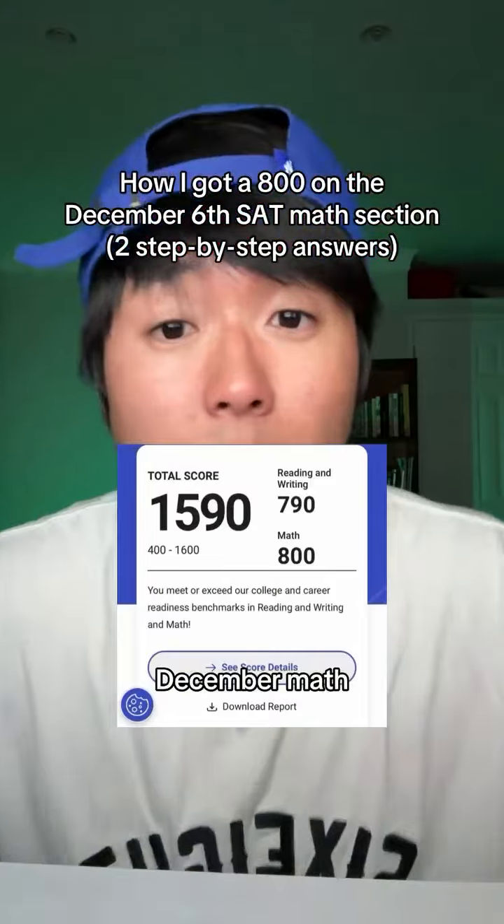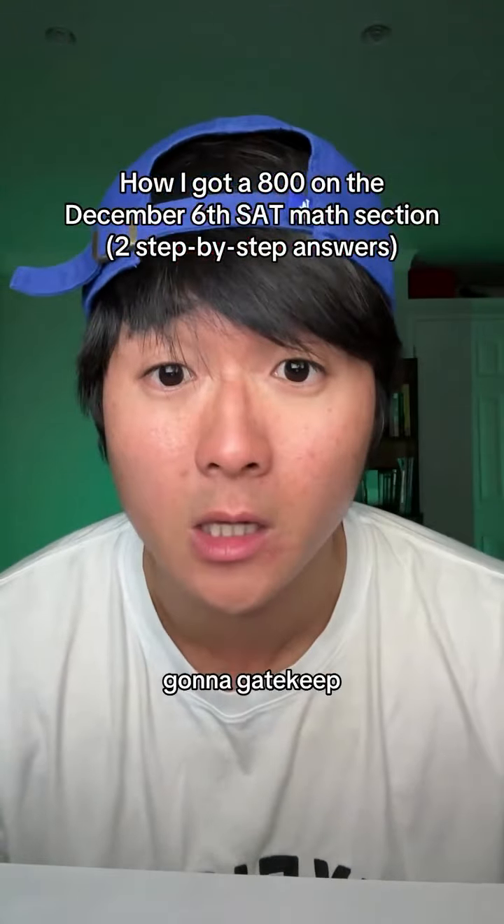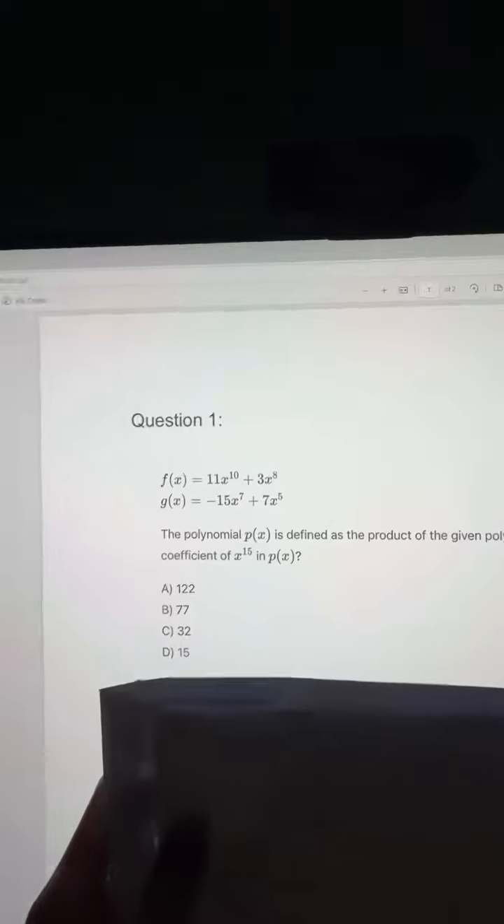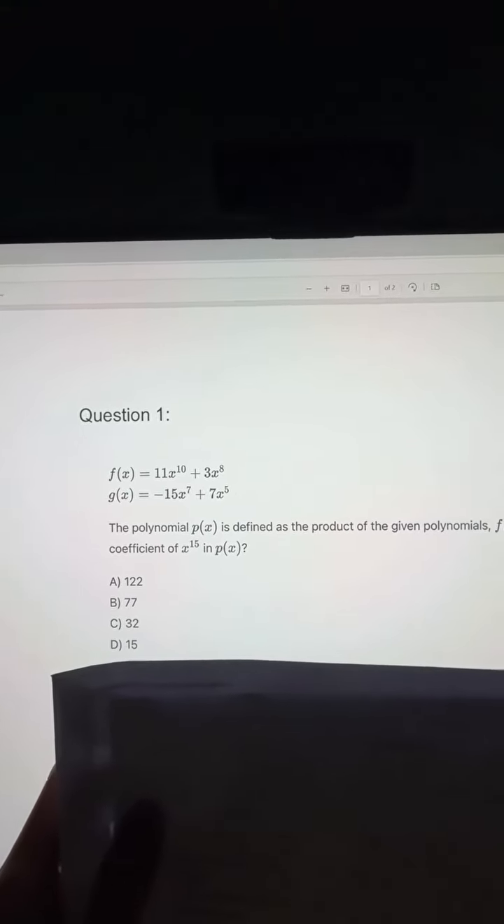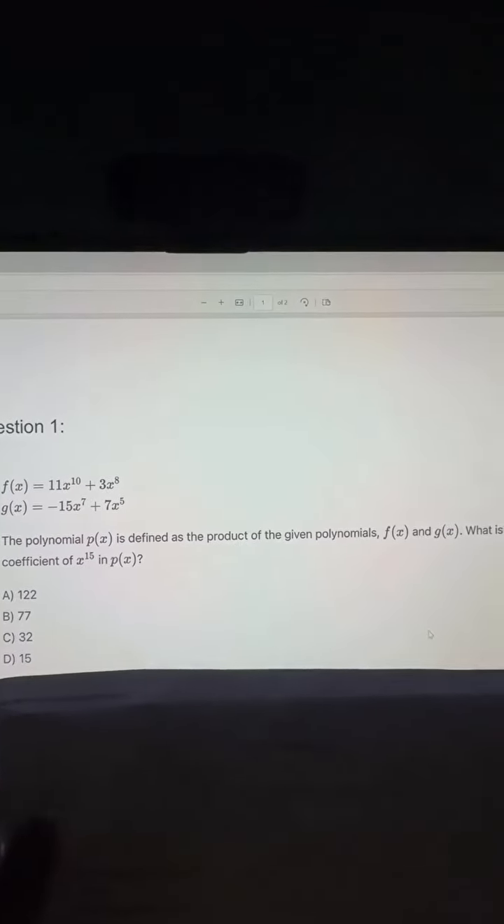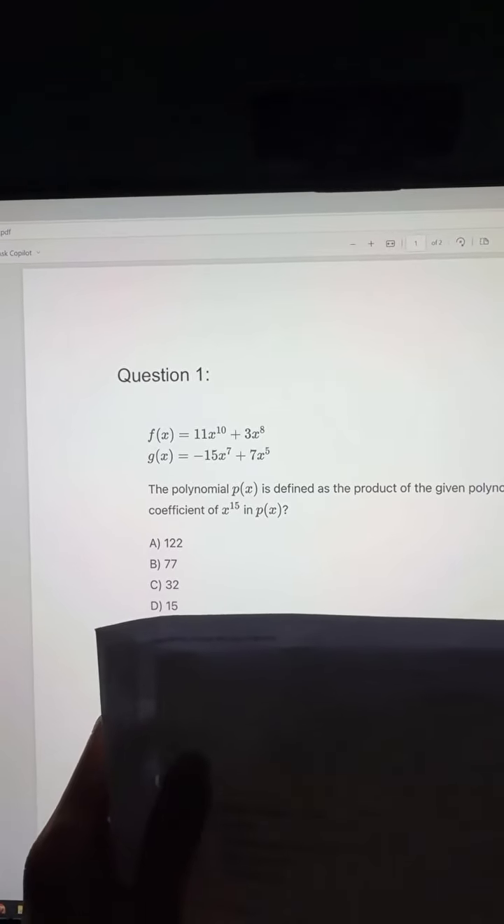Got 800 on the December Math SAT section, and no, I'm not gonna gatekeep, so let's go over some of those harder questions. So for this question, we're told that the polynomial p of x is defined as the product of the given polynomials f of x and g of x. What is the coefficient of x to the power 15 in p of x?